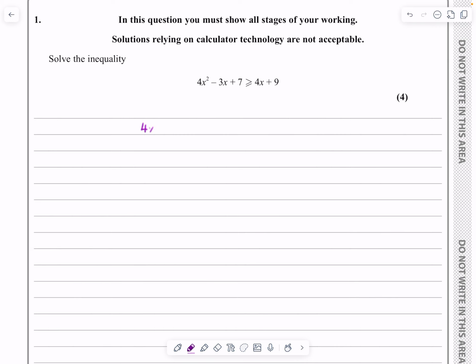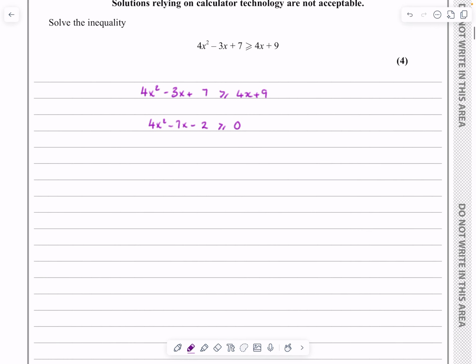We've got 4x squared minus 3x plus 7 is greater than or equal to 4x plus 9. So we want to rearrange that, get everything over to the left-hand side. I'm going to get 4x squared minus 7x minus 2 is greater than or equal to 0. If I'm solving the quadratic inequality, I'm interested in the critical values. Where does this function equal 0? So 4x squared minus 7x minus 2 equals 0.